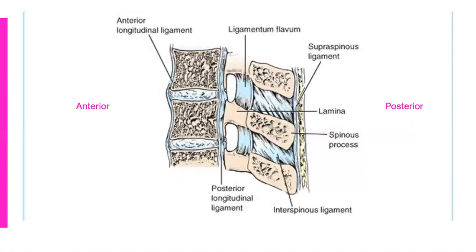Now, going on to the levels that the needle has to traverse before it gets into the vertebral canal. Going from posterior to anterior, we have the skin and subcutaneous tissue. Then we have the supraspinous ligament, the interspinous ligament, and then the famous ligamentum flavum. As you can see, the needle will traverse all of these layers and go into the canal.